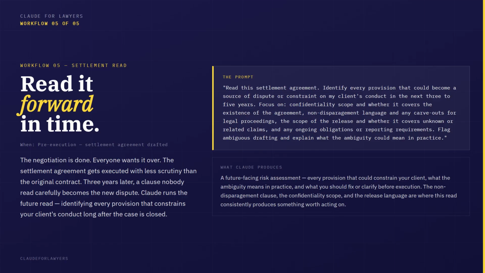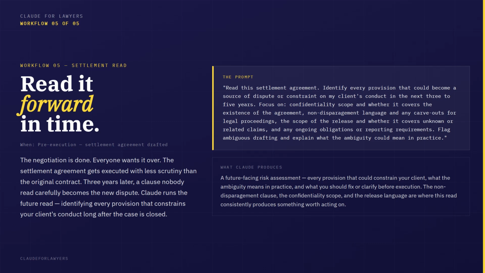The non-disparagement clause, with no carve-out for legal proceedings. The confidentiality scope that nobody checked covers the existence of the settlement, not just its terms. The release language that covers unknown claims your client didn't know about at the time. Claude runs the future read, identifying every provision that constrains your client's conduct long after the case is closed.